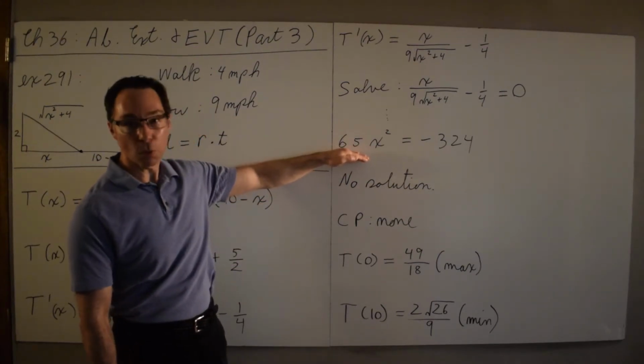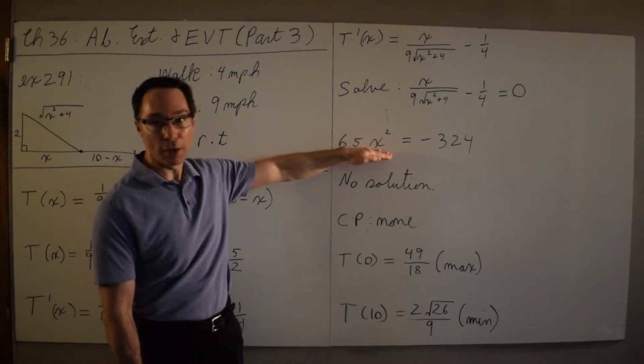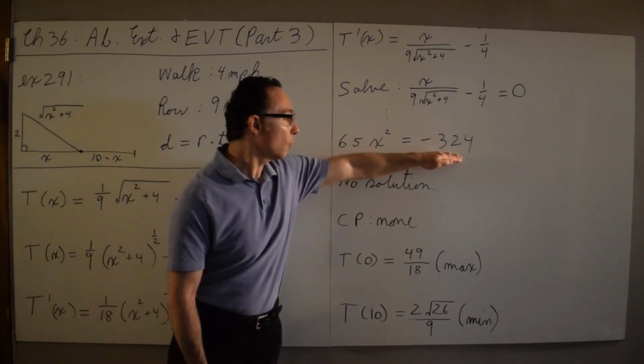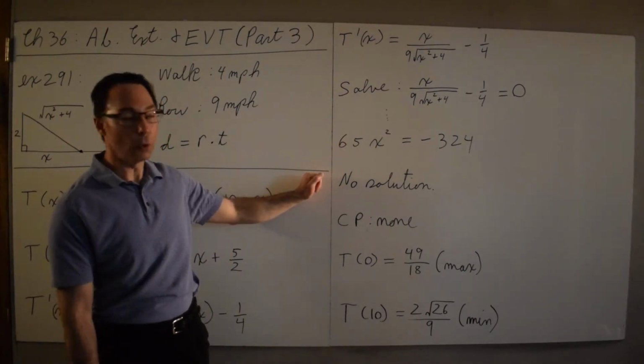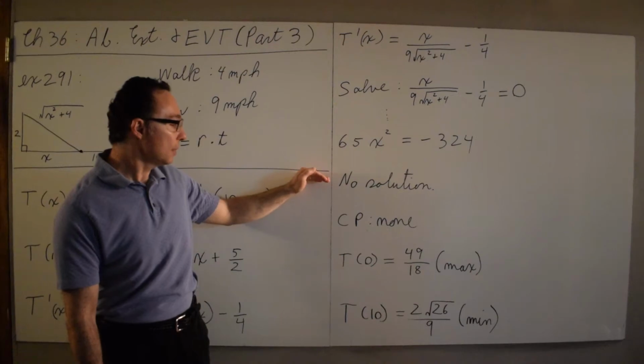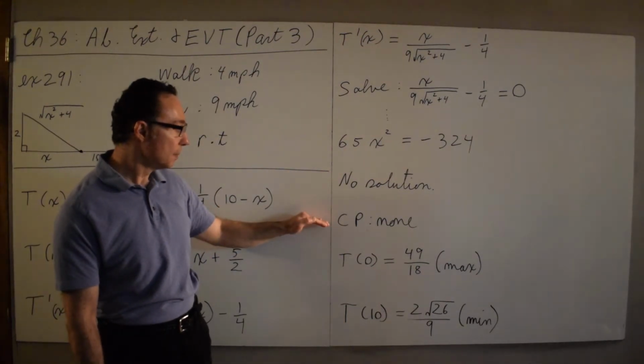We get down to this quadratic equation that has no solution. 65x squared, which is greater than or equal to 0, set equal to negative 324. There's no solution to this quadratic equation. What that means is there are no critical points. So critical points, we have none.